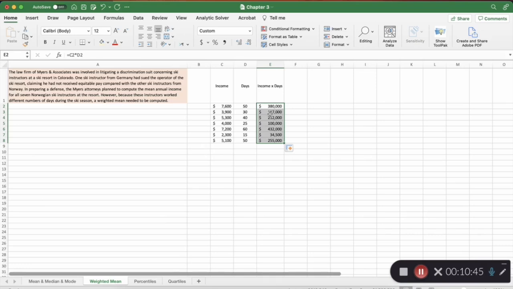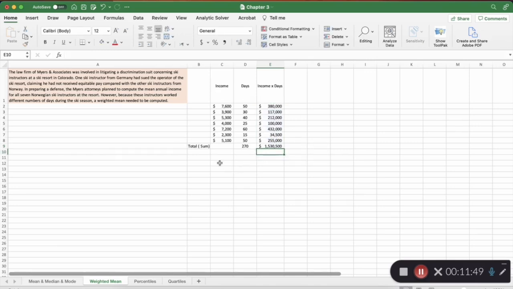So what did we do? We multiplied every income times the number of days. If you double click here, you can see that. You can then click either escape or enter. Escape, so you don't mess up the calculations. Double click to check the calculations, then escape. Then we have to find the total, or the sum, of the days, the weights. Equals sum, I select all of the days. You can do both.